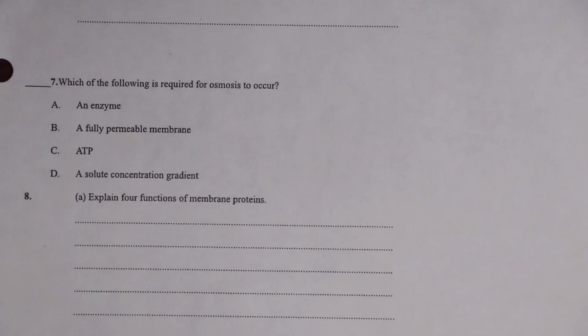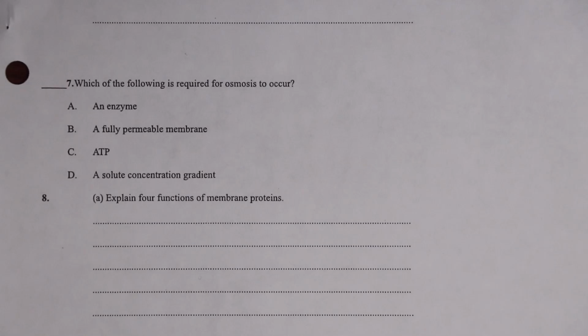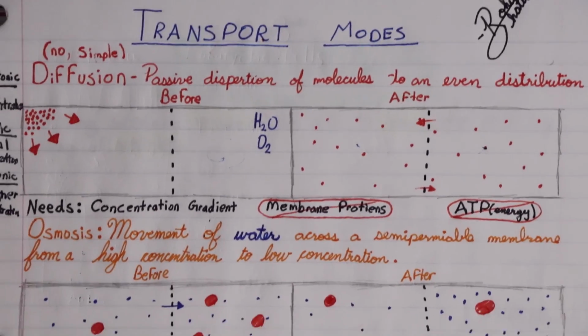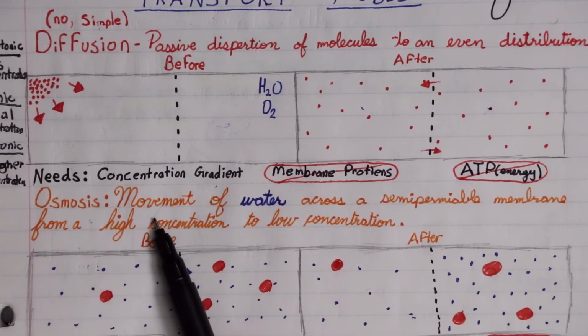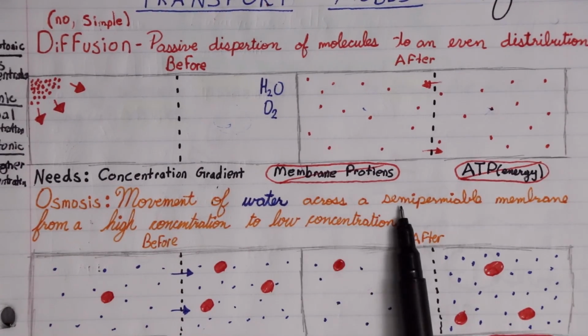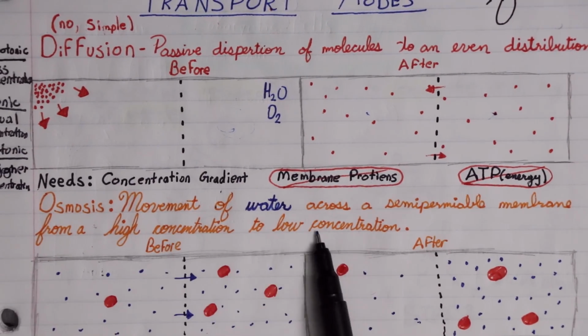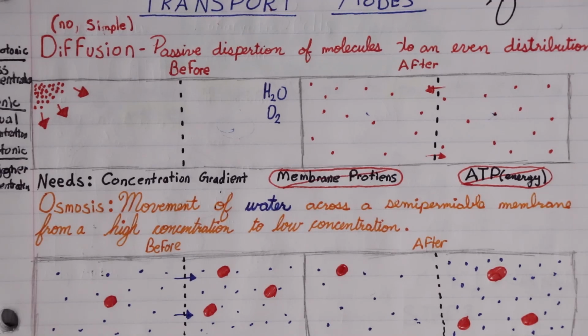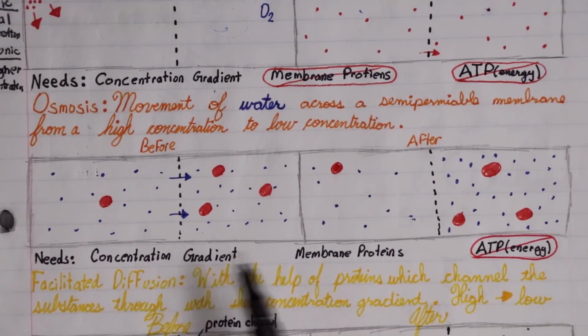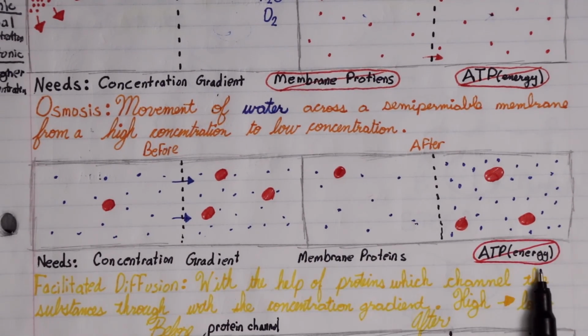Question number 7. Which of the following is required for osmosis to occur? Here, let's bring this back. So let's look over osmosis for a second. Movement of water across a semi-permeable membrane from high to low. It needs a concentration gradient. It needs membrane proteins, but it does not need energy.